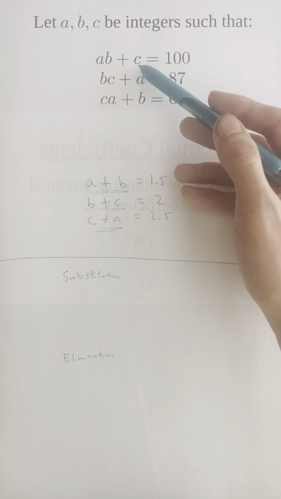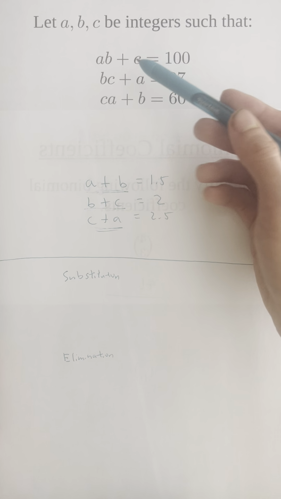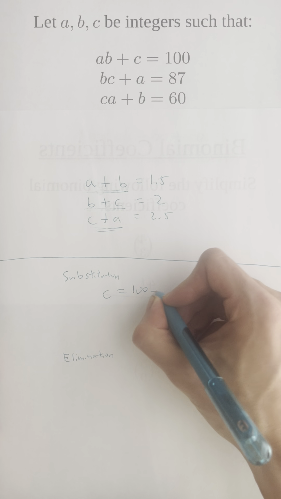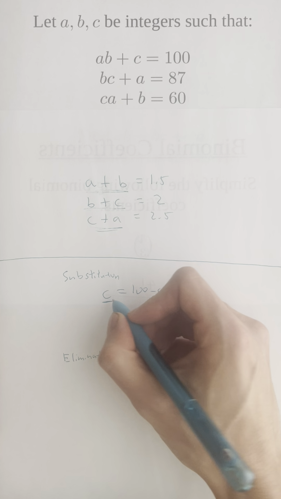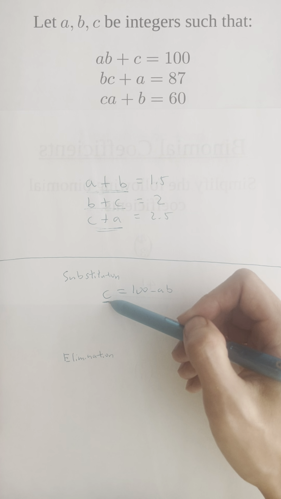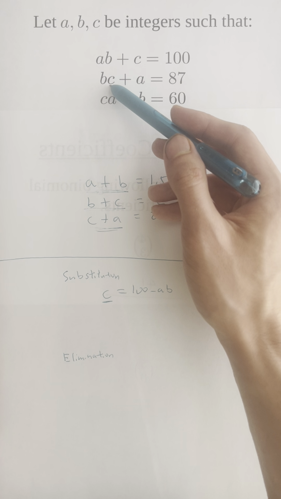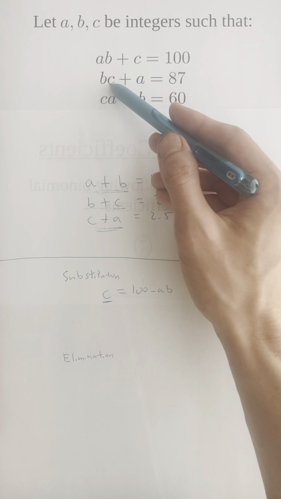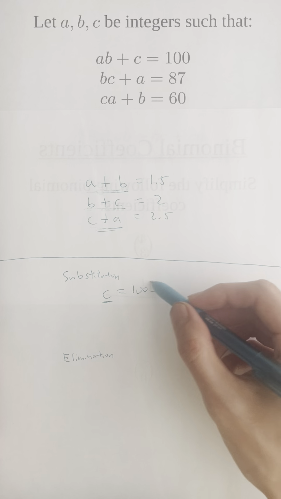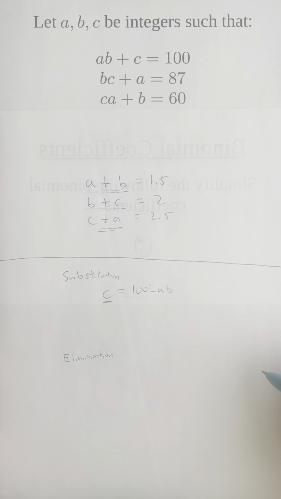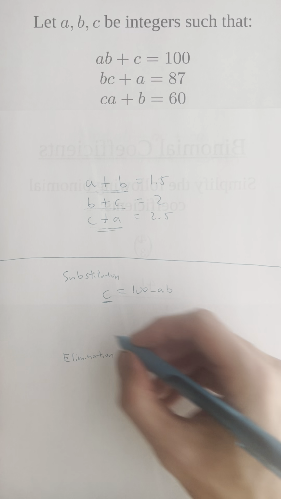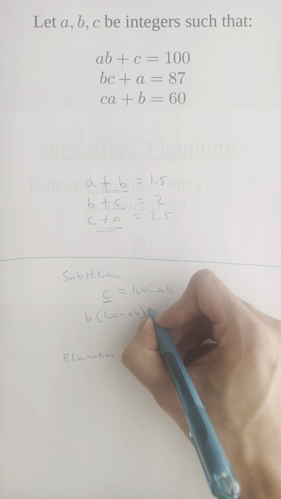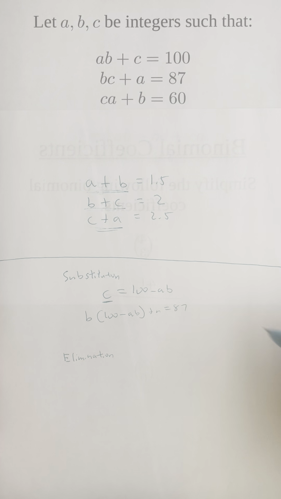So substitution involves getting a variable by itself. So we could do c equals 100 minus ab. So get one variable by itself and then try substituting this into another equation. So what that means is I would change c here to this. So the second equation becomes what? It would become b times 100 minus ab plus a is equal to 87.